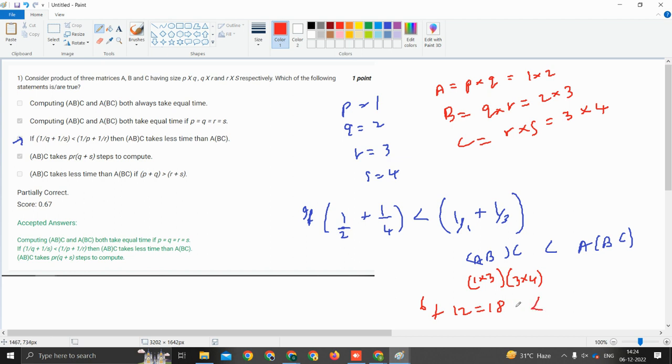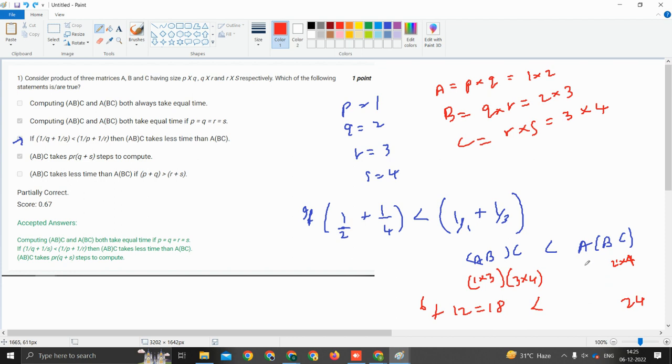We are checking whether this is less than B cross C. B cross C is 2 cross 3 into 3 cross 4, giving 2 cross 4, and the computation is 24. Then B into C would be 24, and the total would be 48, plus A into BC.